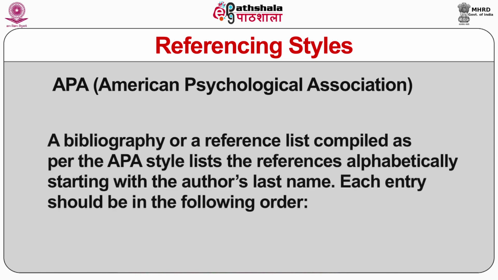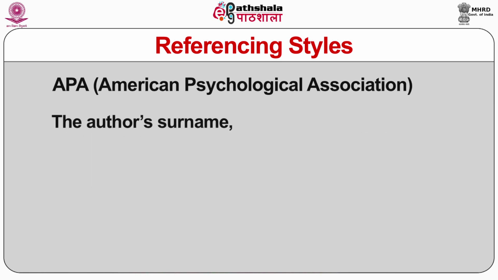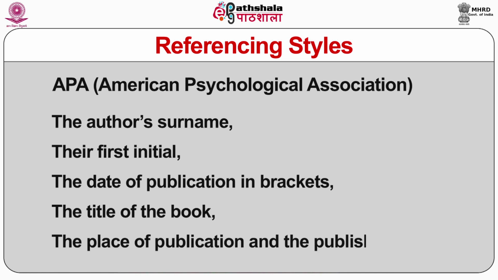A bibliography or a reference list compiled as per the APA style lists the references alphabetically, starting with the author's last name. Each entry should be in the following order. First, the author's surname. Second, their first initial. Third, the date of publication in brackets. Fourth, the title of the book. Fifth, the place of publication and the publisher.